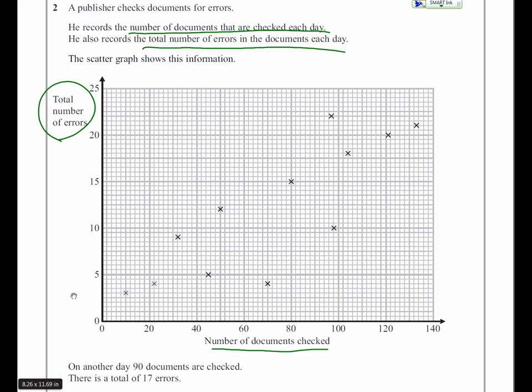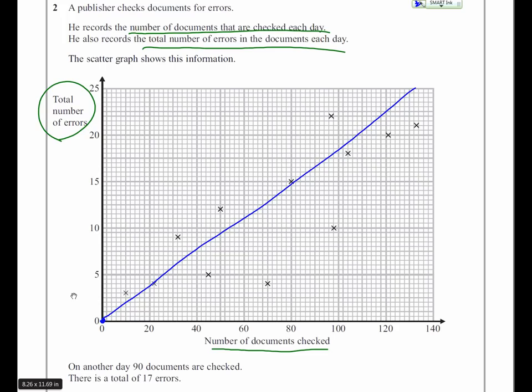Now let's use our common sense. If he doesn't check any documents, he can't find any errors. So that's a point that we can put on ourselves. And for our line of best fit, we can try and make it go through the middle of all the points. There's not one correct answer for this line of best fit. You can kind of use your ruler and try and put it in the right place. So this would be where you're testing your ruler out and think, right, that's going to be it, bang in the middle there. There's no one perfect answer. Try and get it as good as you can.